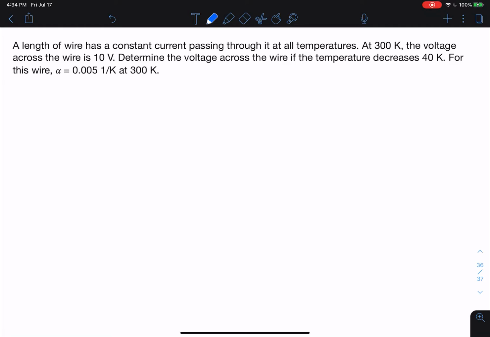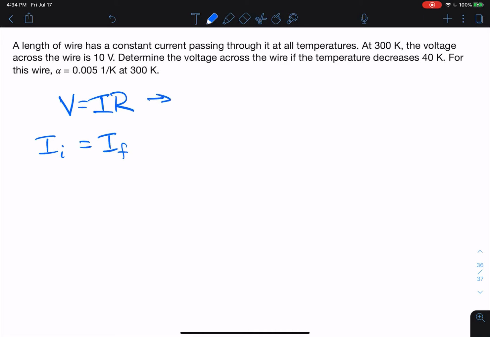So we are dealing with a temperature-dependent resistor here. The wire is a resistor, and its resistance depends on temperature. But we know that Ohm's law still applies. And additionally, we know the current is constant. So I know that the initial current is going to equal the final current. The initial being the current at 300 Kelvin, the final current being the current at 260 Kelvin.